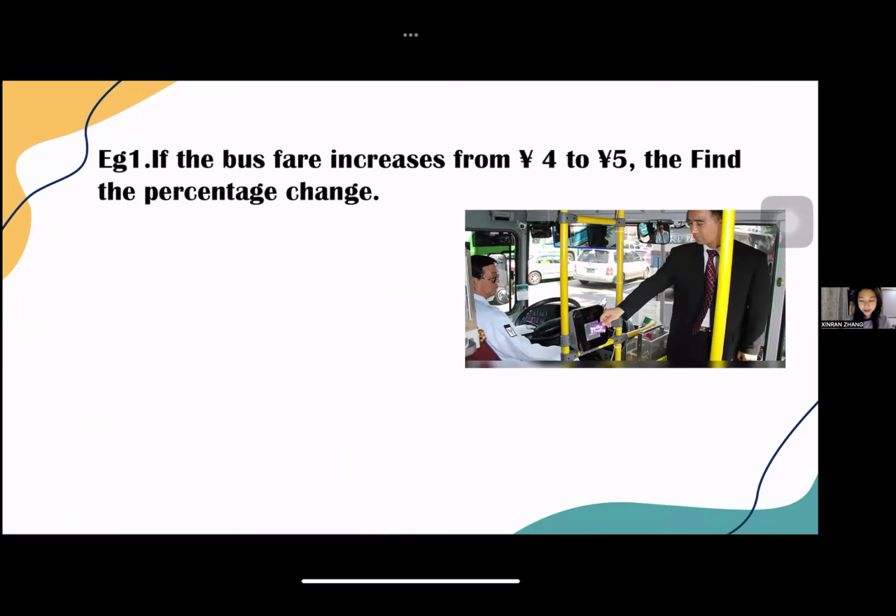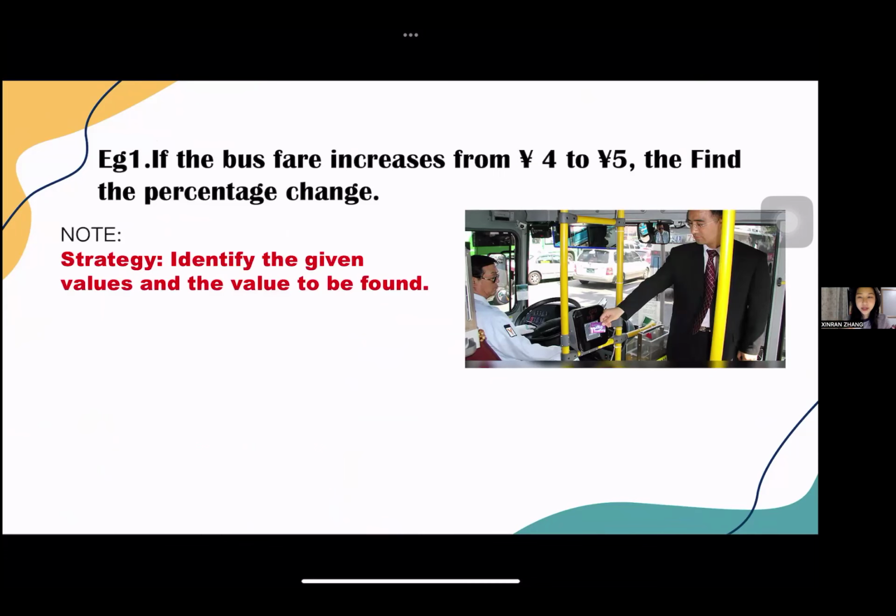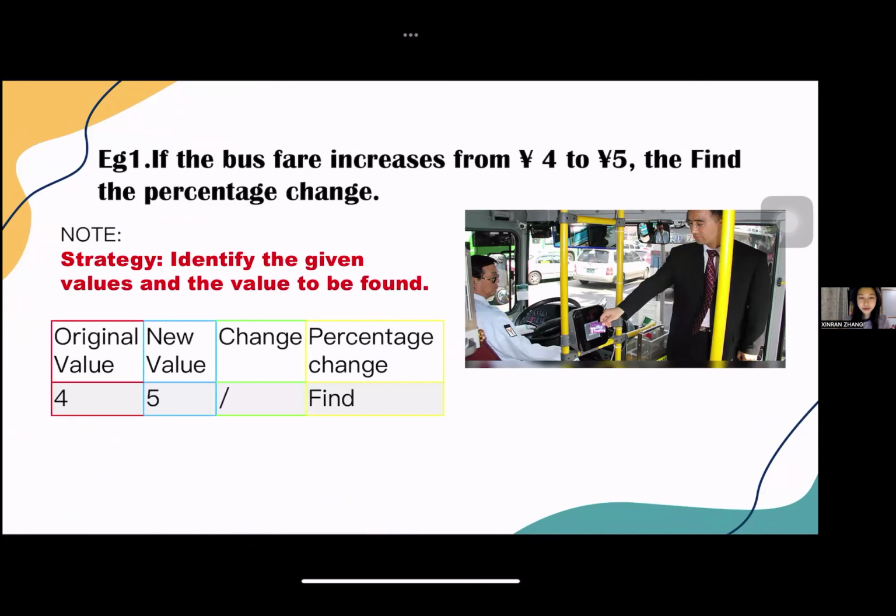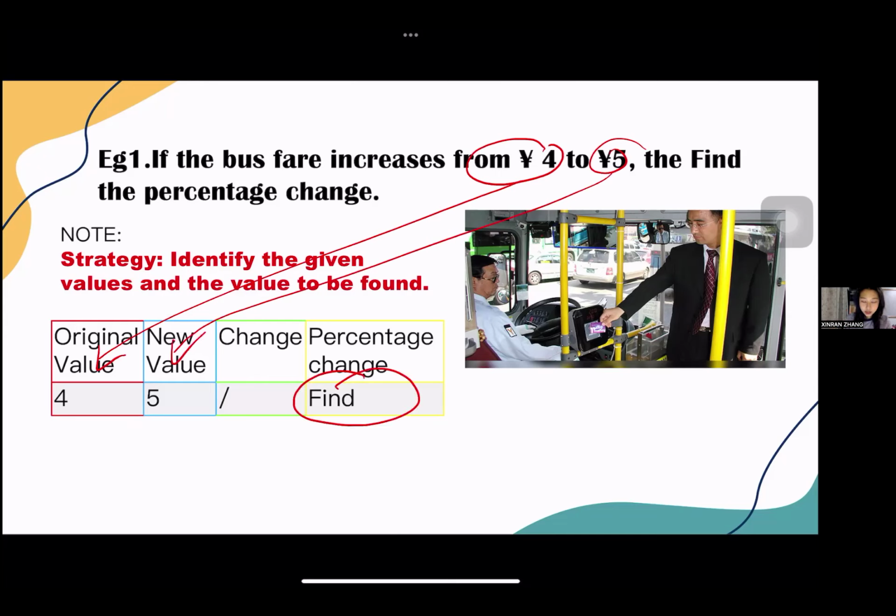Okay, let's see the question. So we can have a little strategy here. We can list a table to show what we already know and what we need to find out. So it will make everything so clear. For this question, we know the original value is 4 and the new value is 5. It didn't give us the percentage change, which we need to find. It didn't give us the change, but it's okay because we already have two. We can just find the remaining two, right?